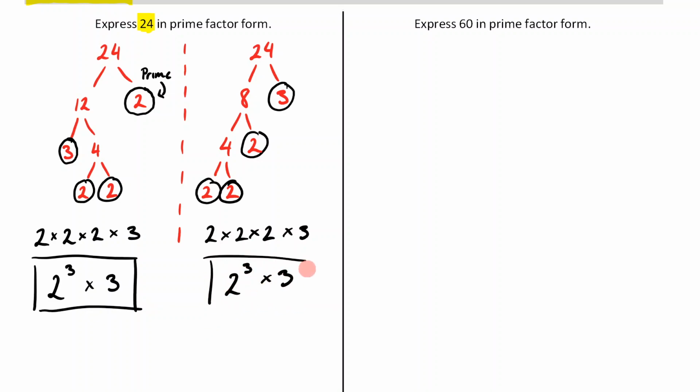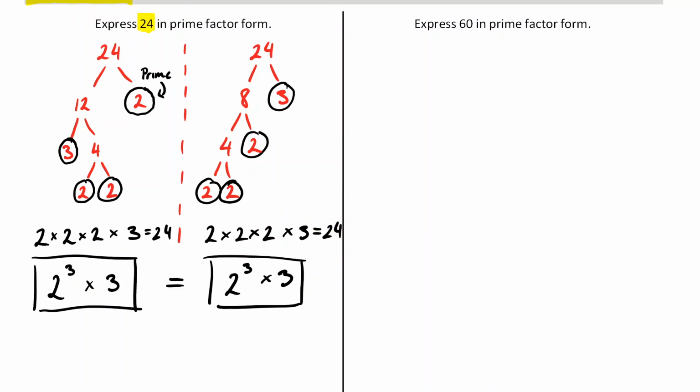And as you can see, they're the same. So it doesn't matter how you break them up, as long as you do it correctly, you'll arrive at the same prime factor form. If you were to grab your calculator and go 2 times 2 times 2 times 3, you would find that it is equal to 24. That's the whole point of this, that it's just a different way of expressing 24. 2 times 2 is 4, times 2 is 8, 8 threes are 24. That's what we're doing here. All right, let's go on to our next one now.